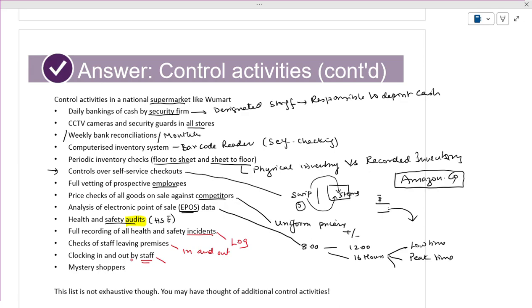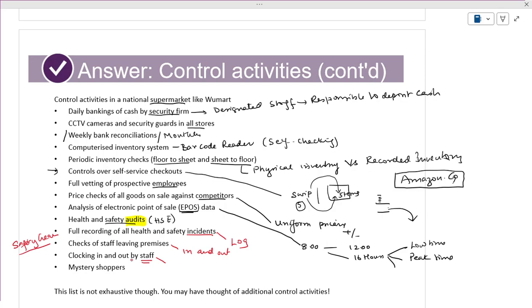Likewise, these are all control activities. You visit any manufacturing unit, they will say that without the safety gear you cannot enter. You have to wear the safety gear, then only you can enter the manufacturing units. This many controls will be in place.